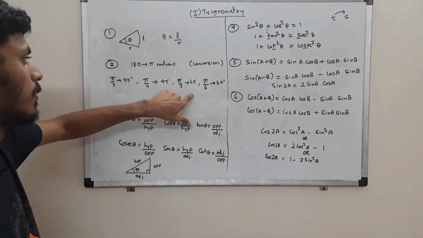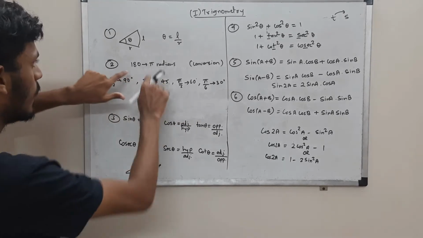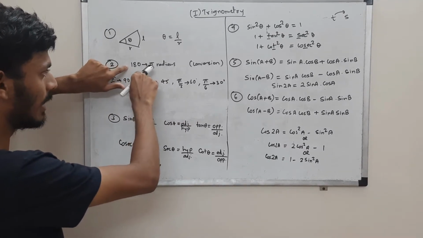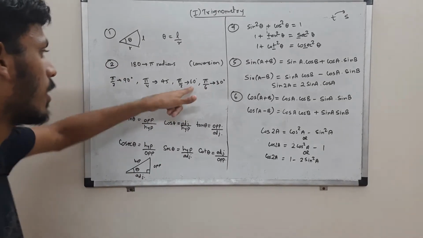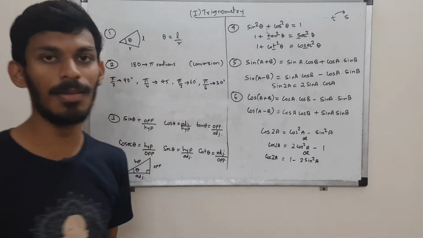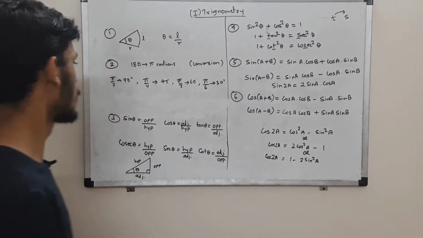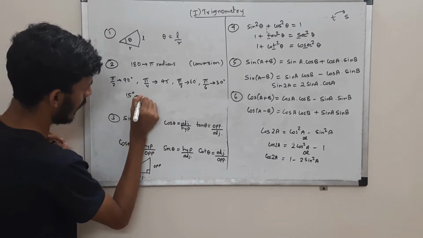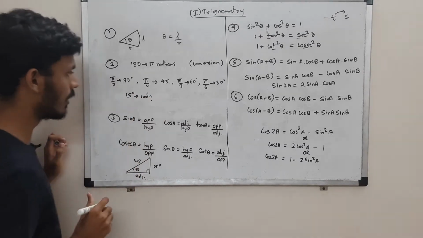60 degrees is basically pi by 3. You can divide by 3 on both sides, so here you will get 60. 180 by 3 is 60. So pi by 3 is 60 and similarly pi by 6 is 30. Suppose we have 15 degrees and you want to convert it to radians. What is this in radians?